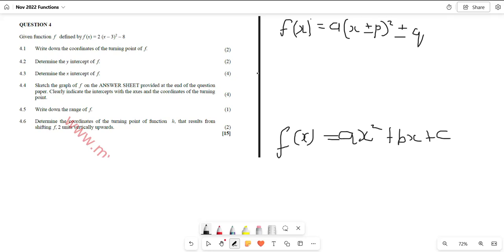Welcome back on another session of technical mathematics where we are still looking at functions, and this is a question on function from November 2022, Eastern Cape. Question number 4 is the question that we are going to be dealing with now.